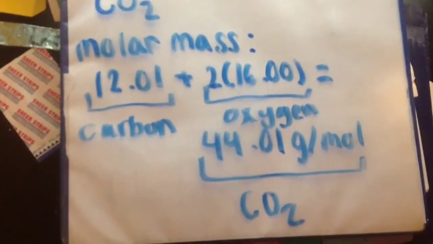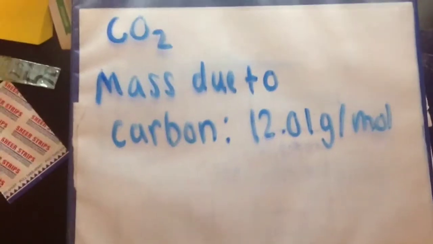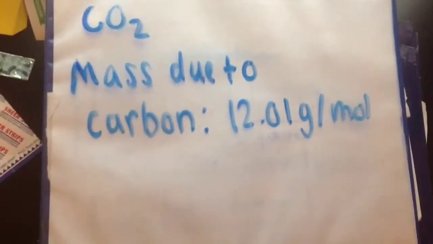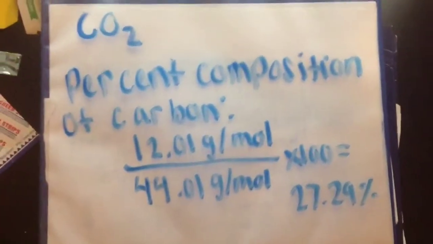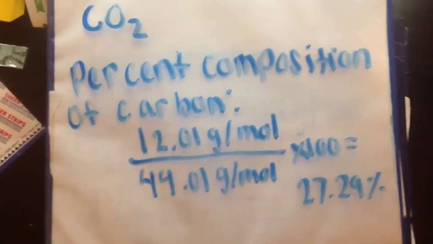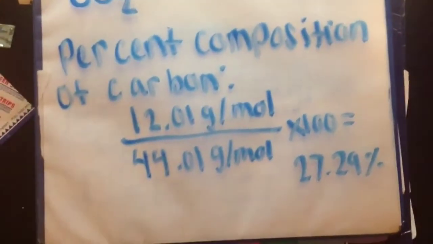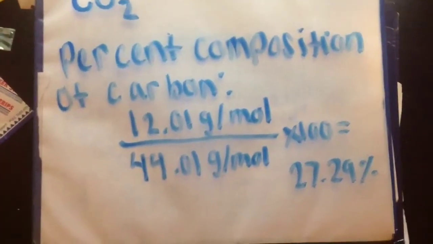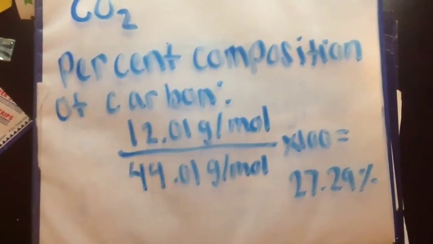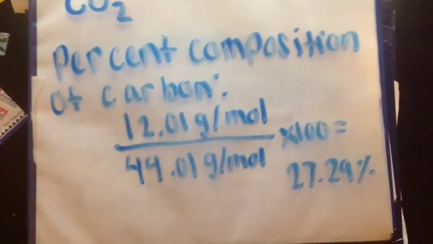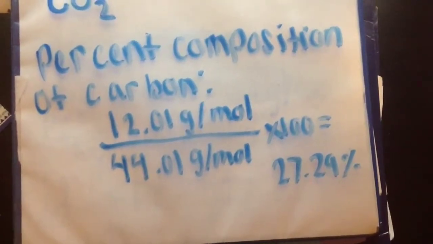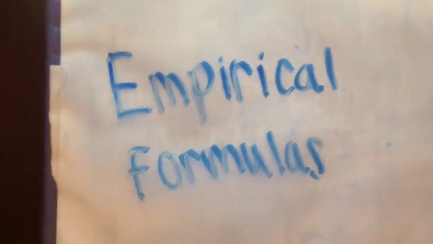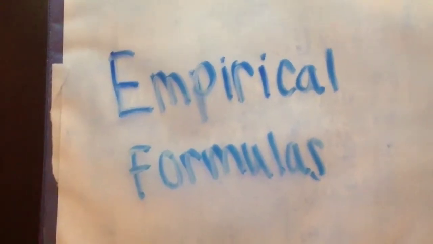And from the molar mass, we know now that carbon is 12.01 grams per mole. So now we find the percent composition of carbon, like in step 3, and it's part over total times 100. So the part is carbon, 12.01 grams per mole, over total, 44.01 grams per mole, times 100, and we get 27.29%.